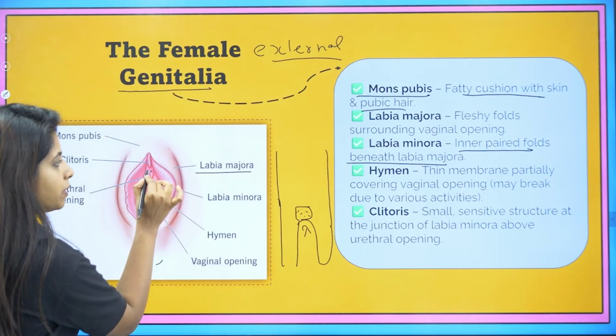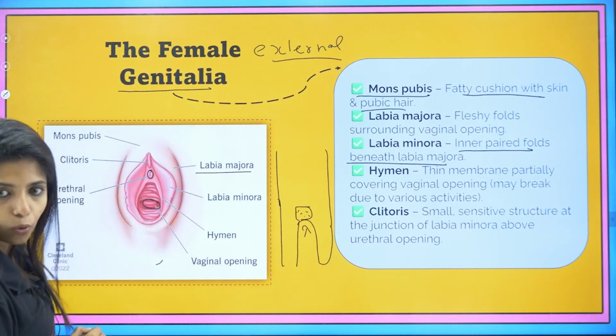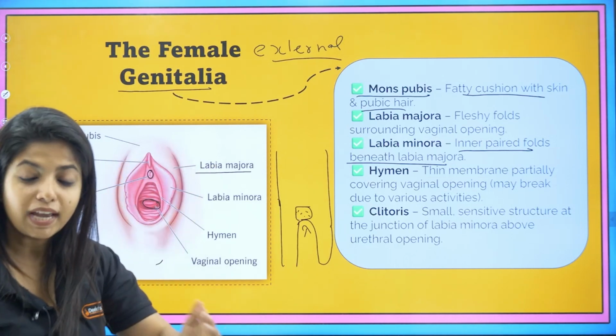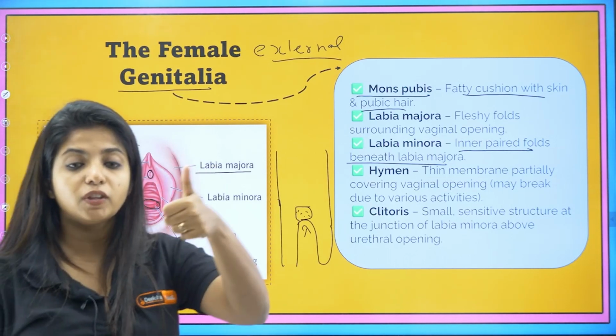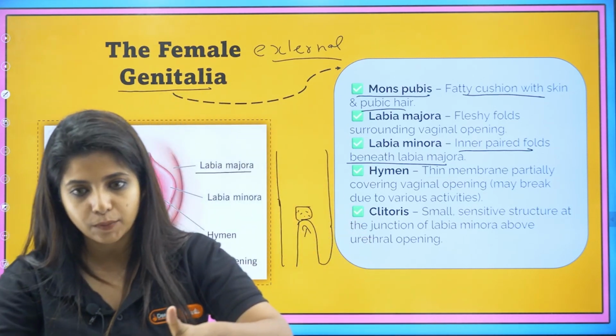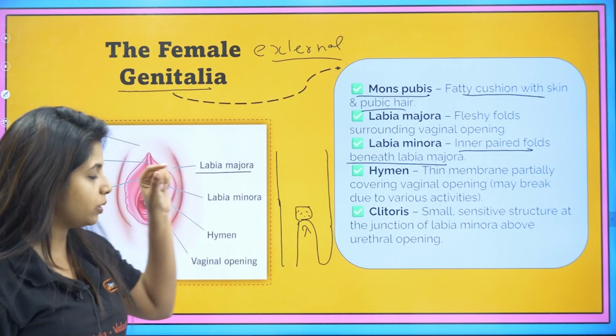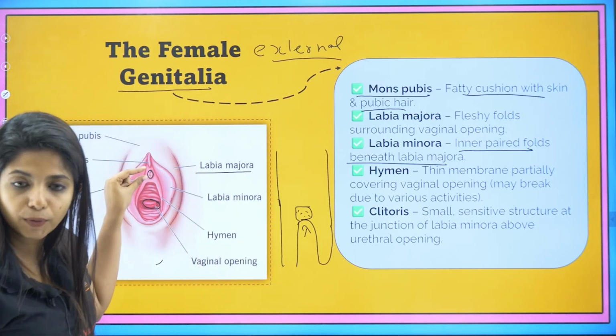Then there is another opening here itself, which is the urethral opening. Urethral opening, as in here is where the urine passes through. In the case of males, you just have one opening for the passage of urine as well as the semen, but over here in the case of females, they are separate. There is vaginal opening and there is urethral opening.